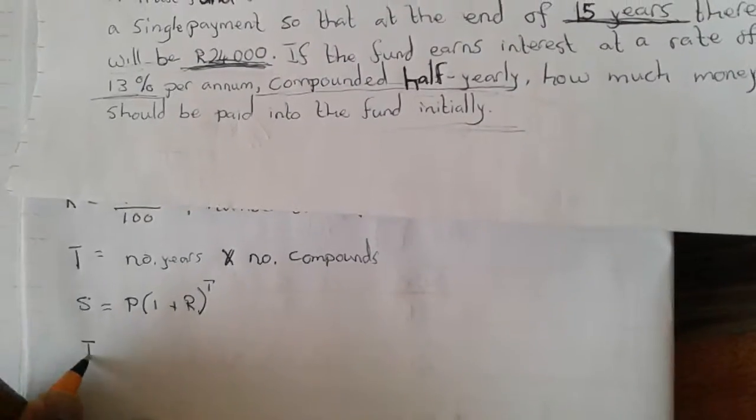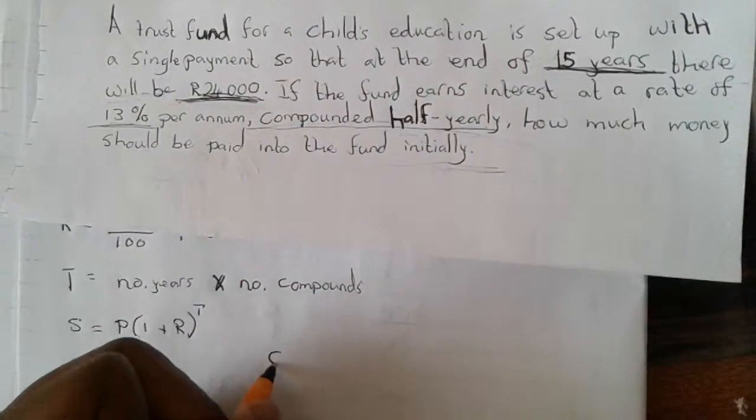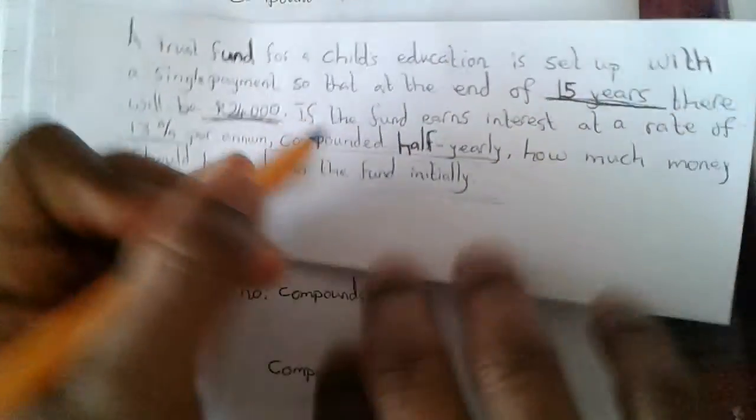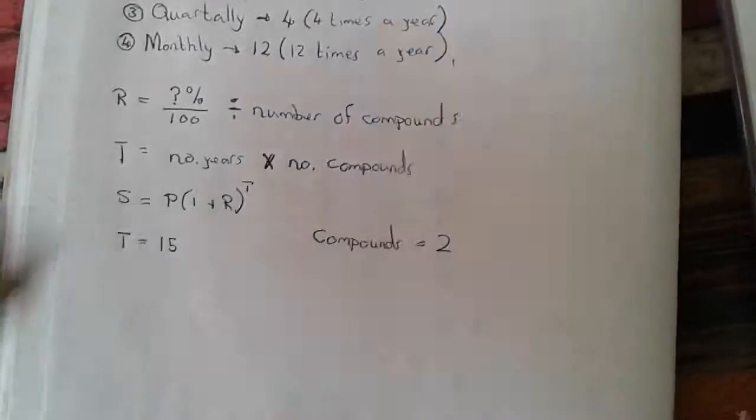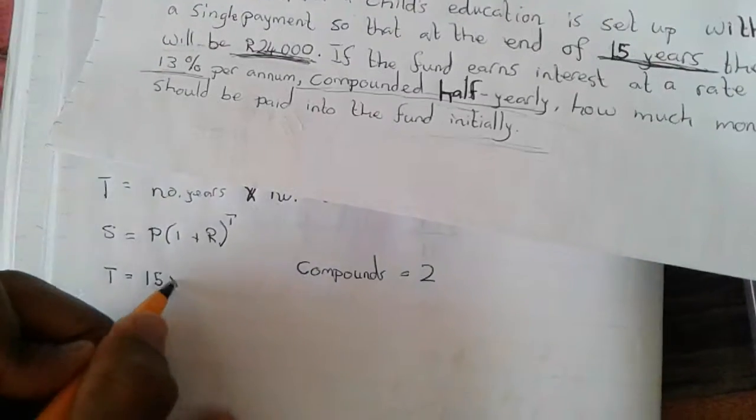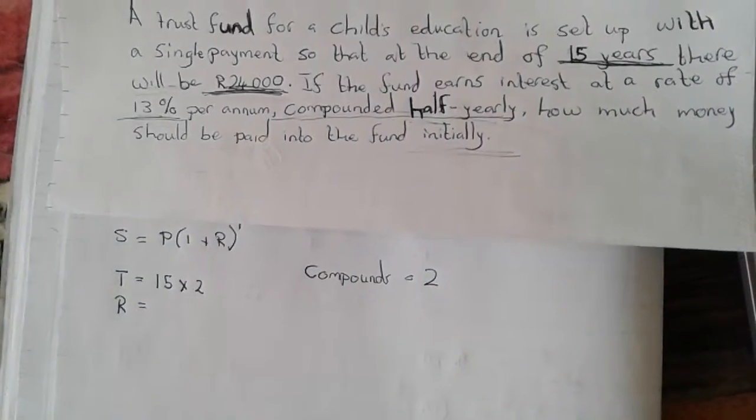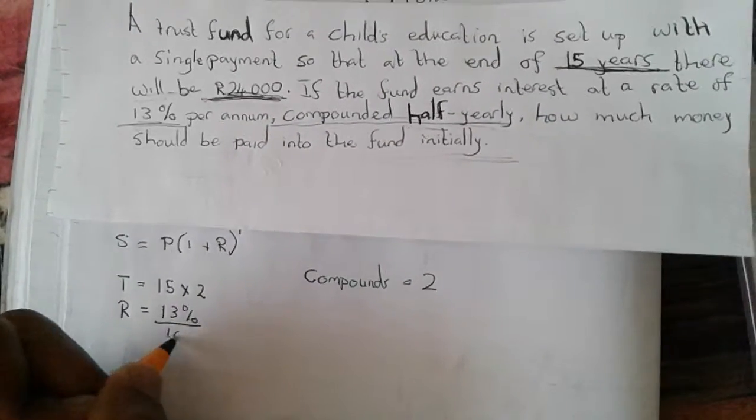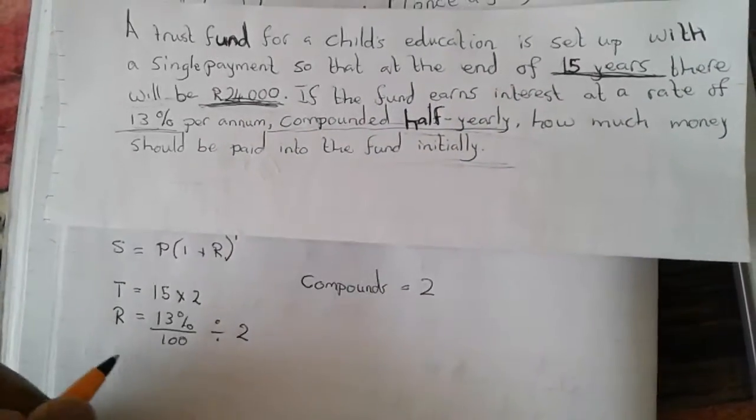Now let's go back to our information and write what we have. We have T, which is our time in years, 15, multiplied by the number of compounds. When they say half yearly, it means it's twice a year. So the number of compounds is 2. So it's 15 times 2. And then we go to our rate. Our rate is 13%, so it's 13% divided by 100, and that divided by the number of compounds, which is 2.